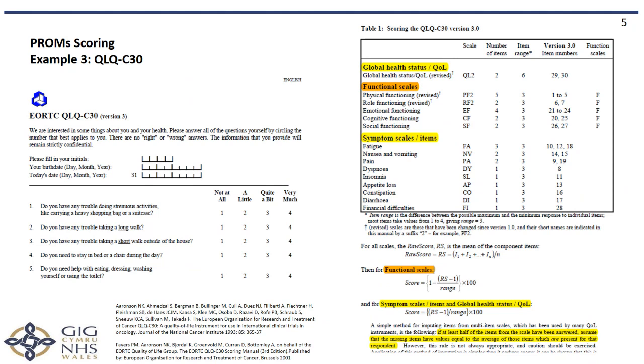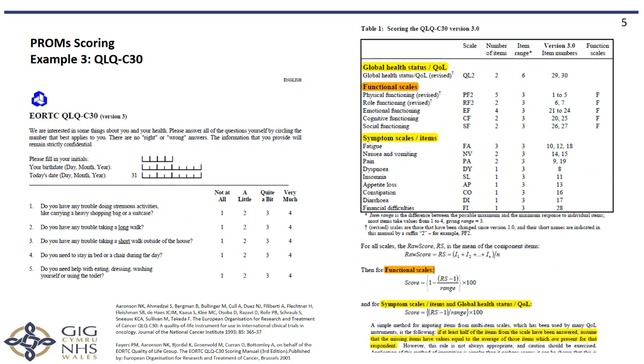But in this PROM, there isn't an overall summary score, and instead there are sub-scores. And these sub-scores are used to basically summarize subsets of questions in the PROM. And these subsets then represent different themes, for example, physical functioning, emotional functioning, or fatigue, and so on. So in this scoring document, they actually use the term scale for score, which might make sense in the coming slides. And for example, in the table there, at the top of the table, the QL2 scale only uses questions 29 and 30, and the PF2 scale underneath it only uses questions 1 to 5.